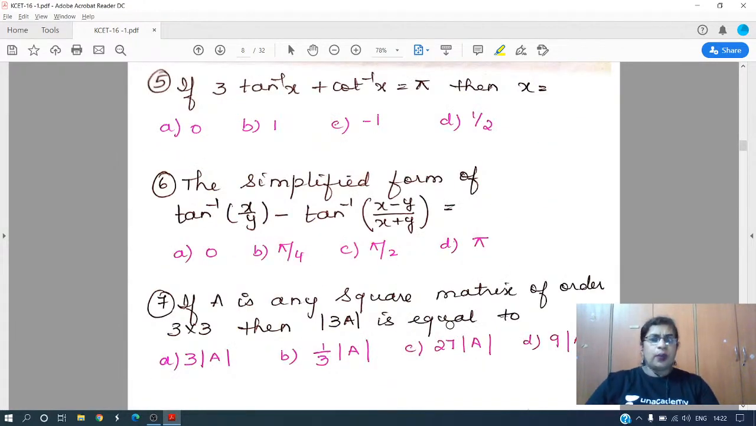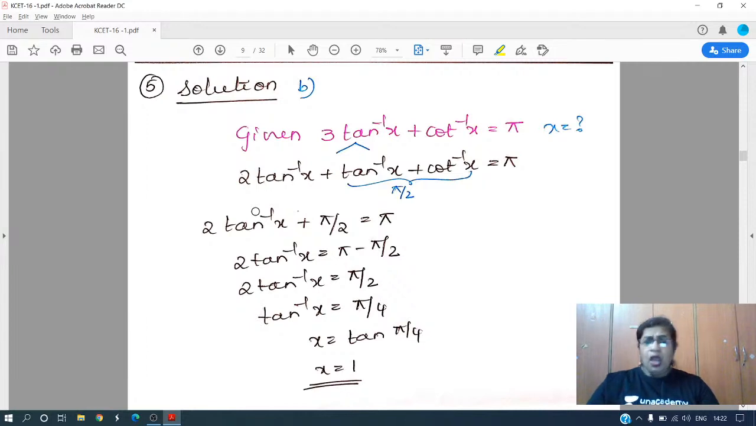See the fifth question. If 3 tan inverse x plus cot inverse x is given to us as pi, then the question tells me find the value of x. I repeat, if 3 tan inverse x plus cot inverse x is equal to pi, then x is equal to, let's see which option satisfies. Now, what is given I have noted down. 3 tan inverse x plus cot inverse x is equal to pi.